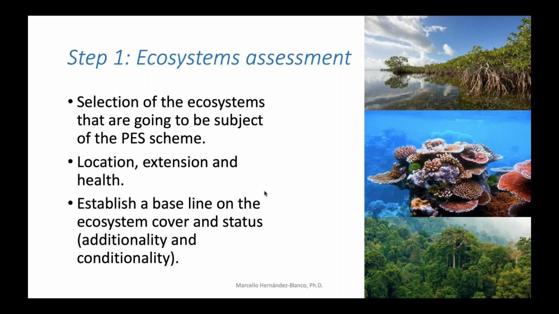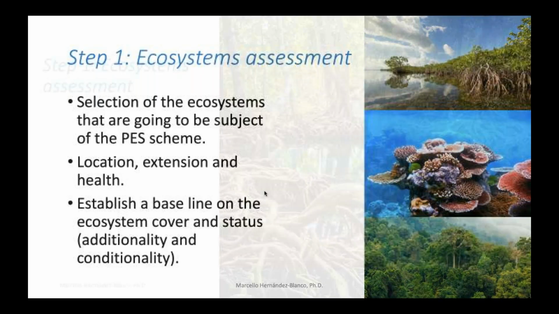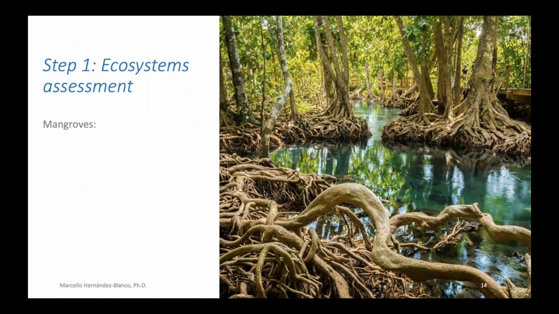So that conservation or restoration of the ecosystem has to be additional to what would happen if the payment for ecosystem services hadn't been in place. So that's key, and in some schemes this is not very clearly defined. And just to put mangroves as an example, we have around 36 hectares of mangroves.